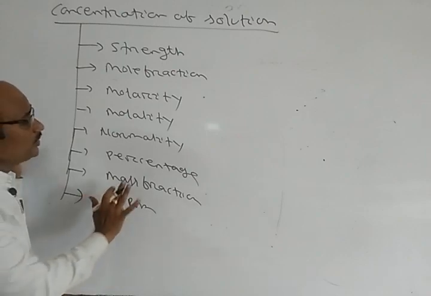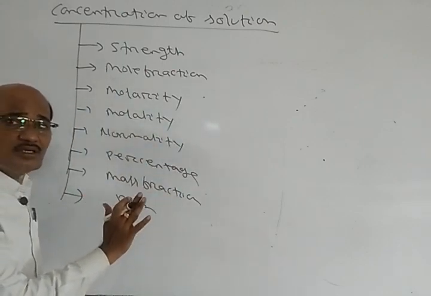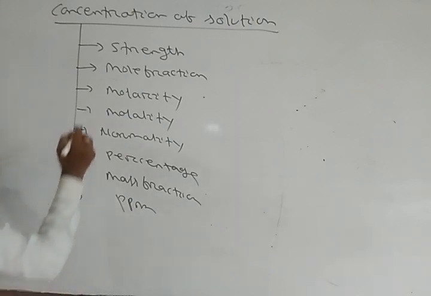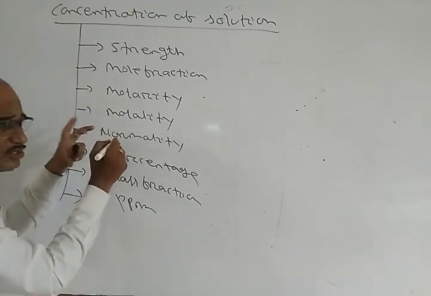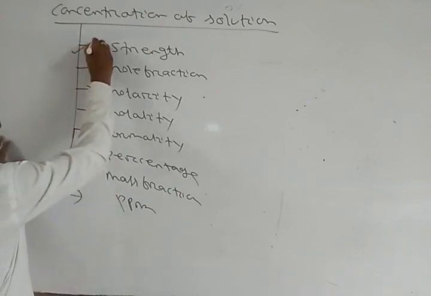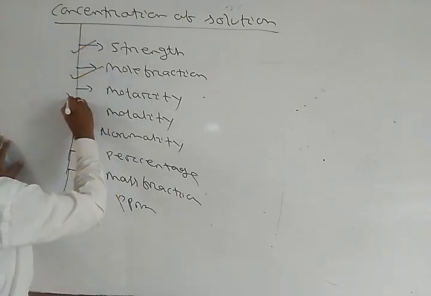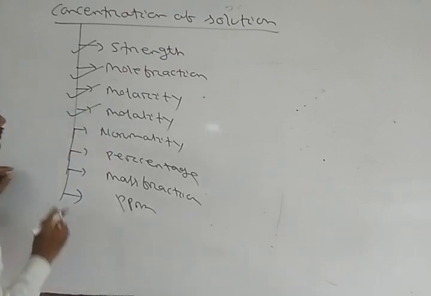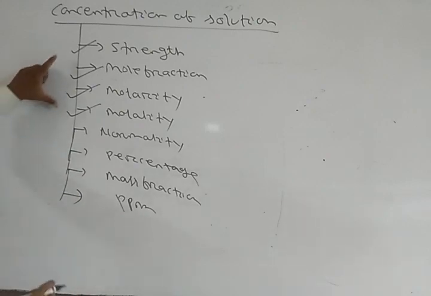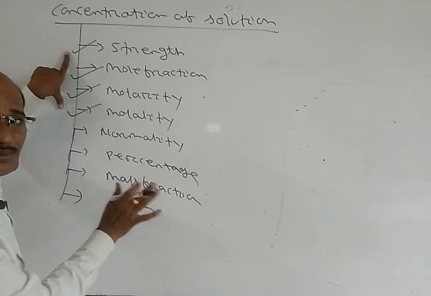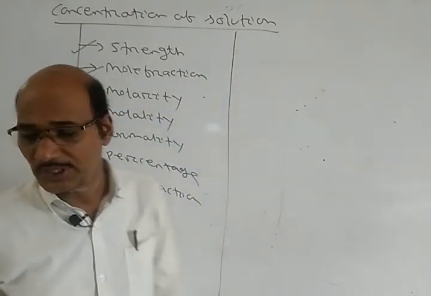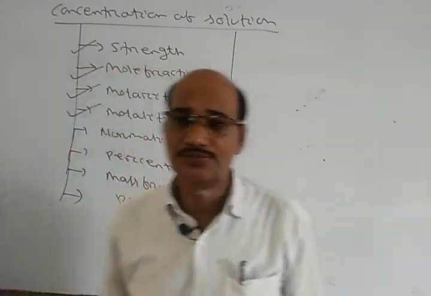Some of these things we already discussed in class 11th. So here we will just repeat some important things which are required in this class. We will repeat strength, mole fraction, molarity, molality. These four are the most important from this chapter's point of view. So first of all, what is strength?